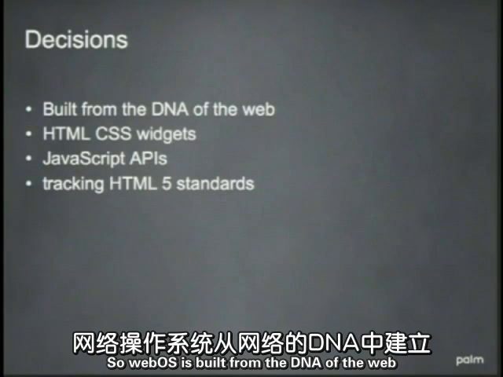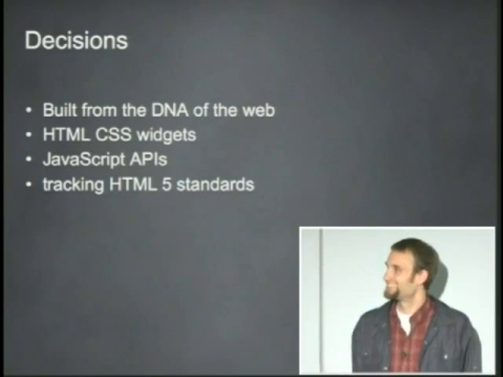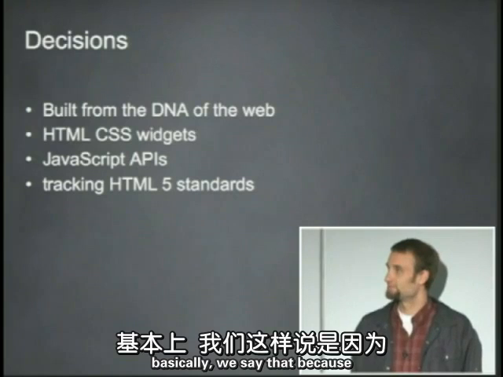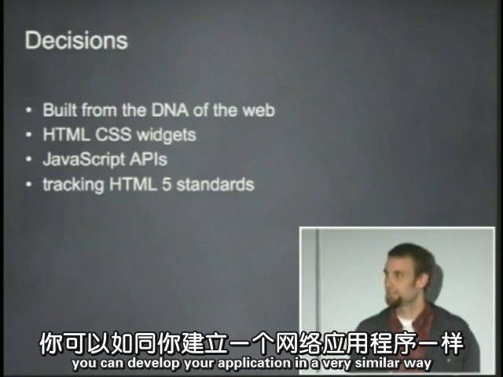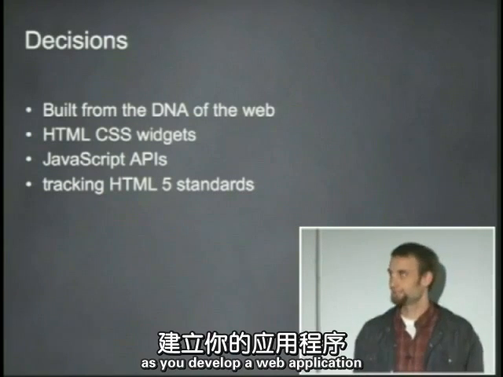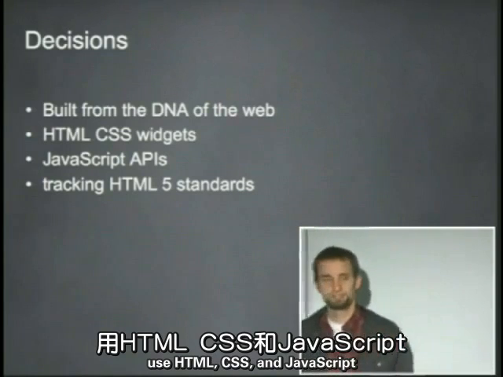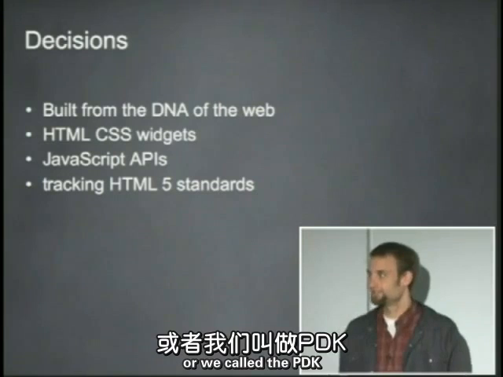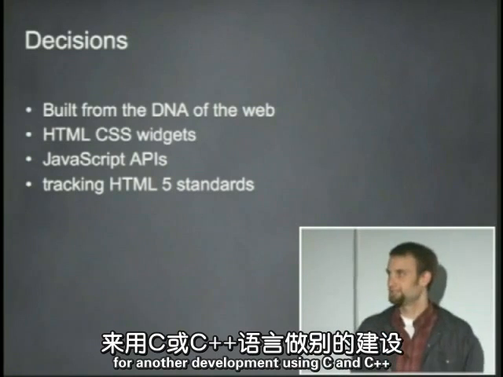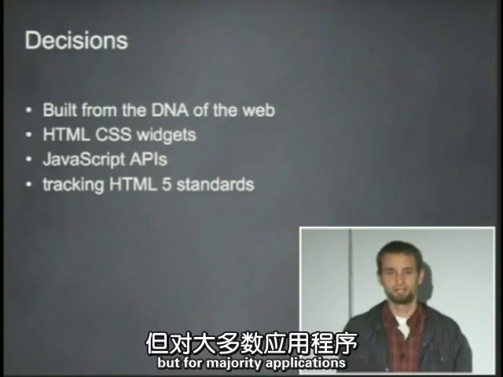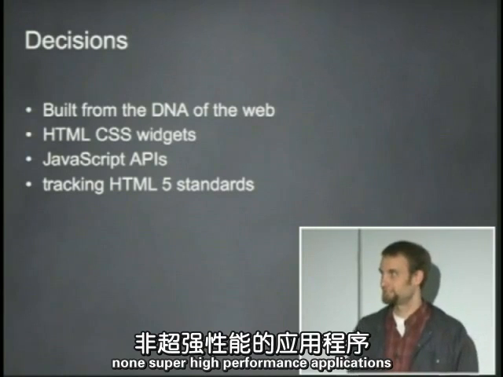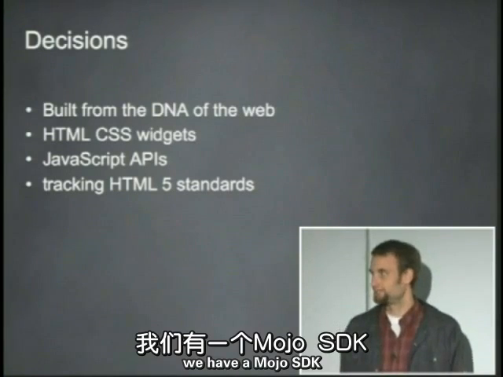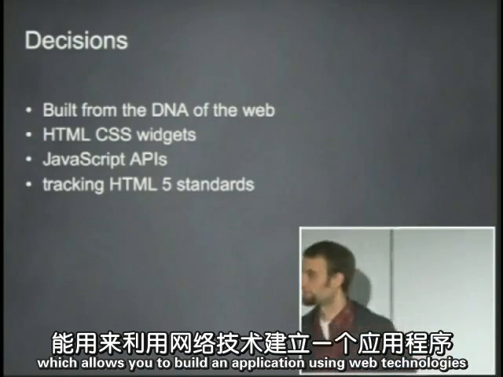WebOS, we like to say it's built from the DNA of the web, or somebody likes to say it at least. Basically, we say that because for a developer, it means that you can develop your application in a very similar way as you would develop a web application. You use HTML, CSS, and JavaScript. We do provide another SDK, which we call the PDK, for native development using C and C++, and it lets you get closer to the metal of the device. But for the majority of applications, or non-game, non-super-high-performance applications, we have a Mojo SDK, which allows you to build an application using web technologies.